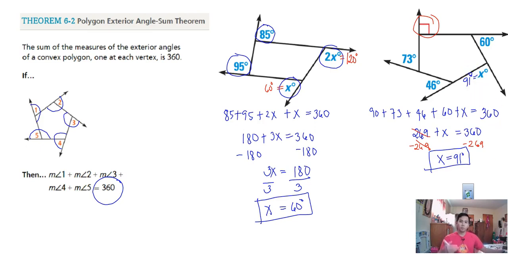So there are 2 theorems here, the polygon interior angle sum theorem and the polygon exterior angle sum theorem. And of course the corollary that we have is a support of theorem 6-1. So always remember a regular polygon: if you encounter the word regular, it means the angles and the sides are all congruent.